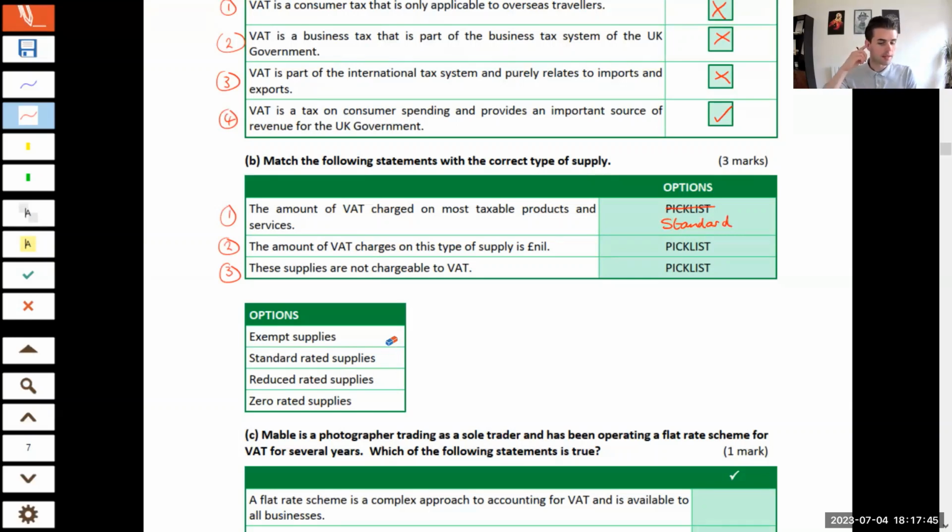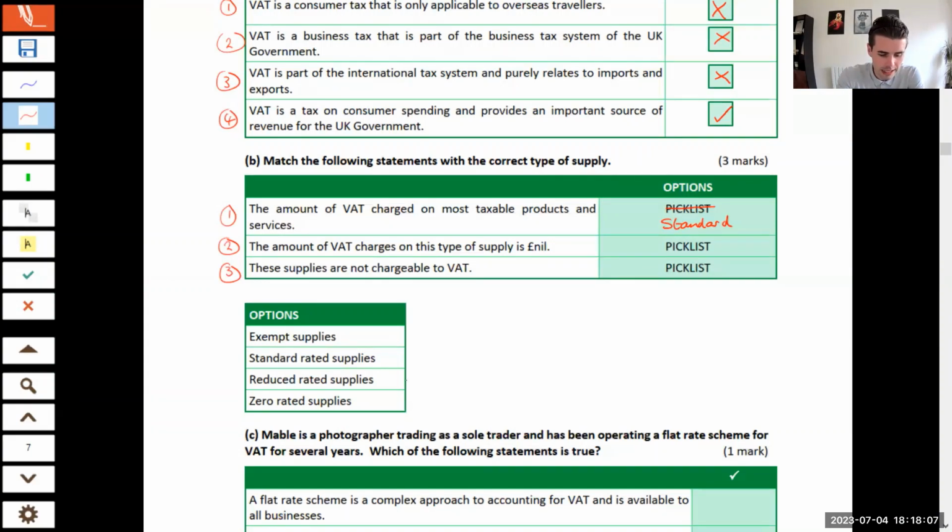Number 2, the amount of VAT charges on this type of supply is nil. Now, this is where, again, you have to be careful. It's one of those mistakes that we see where somebody will make it once and then they don't make it again because you're aware of spotting it. I already alluded to this when we were looking at those different types.